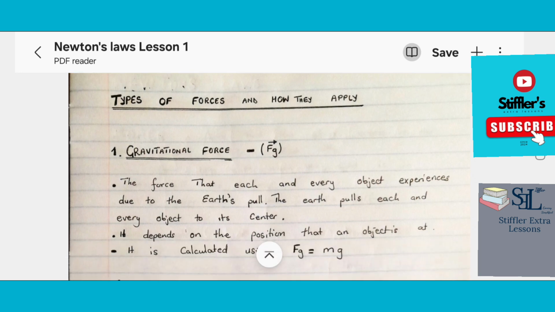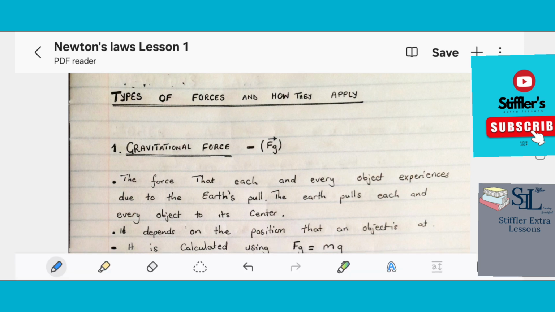So the forces that you need to know in terms of this, you need to know what is gravitational force. What is the gravitational force? Each and every object in the universe, as long as this object has mass, it has gravitational force. This is the weight. We also call it the weight of the object. This is the force that each and every object experiences due to the Earth's pull. The Earth pulls each and every other object to its center.